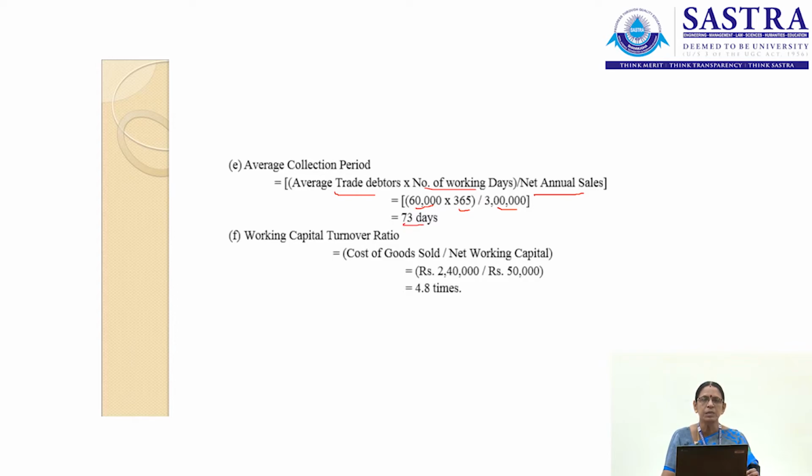Next we come to the working capital turnover ratio. Cost of goods sold divided by net working capital. Cost of goods sold is the first step. You have calculated 2,40,000. Net working capital is given in the problem as 50,000. So this is 4.8 times. That is how 4.8 times net working capital is turned over into cash in the business.